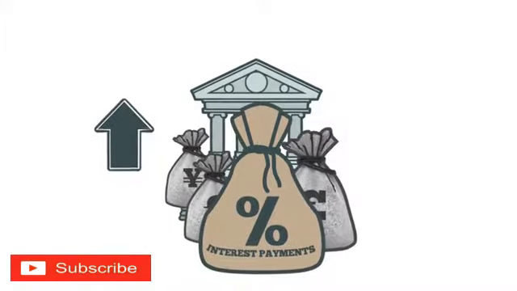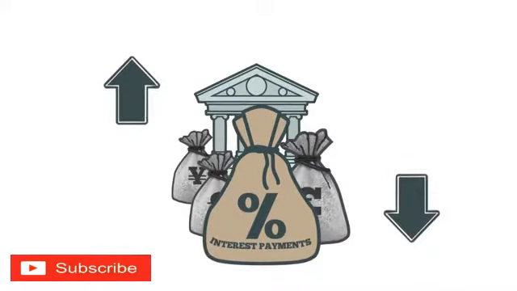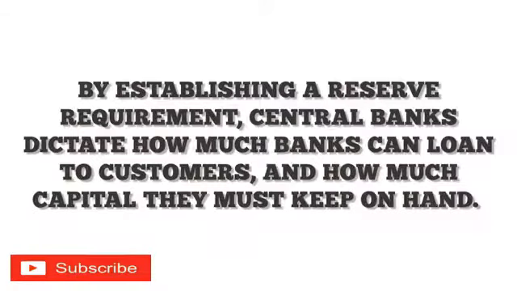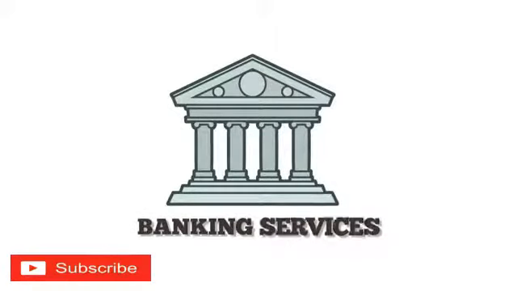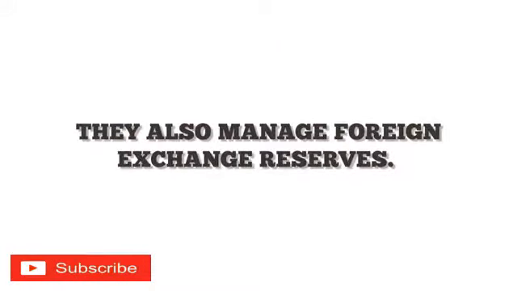Central banks raise interest rates to slow growth and avoid inflation. They'll lower rates to spur growth. By establishing a reserve requirement, central banks dictate how much banks can loan to customers and how much capital they must keep on hand. And when providing banking services for other banks and the government, central banks loan money to members and oversee their activity. They also manage foreign exchange reserves.